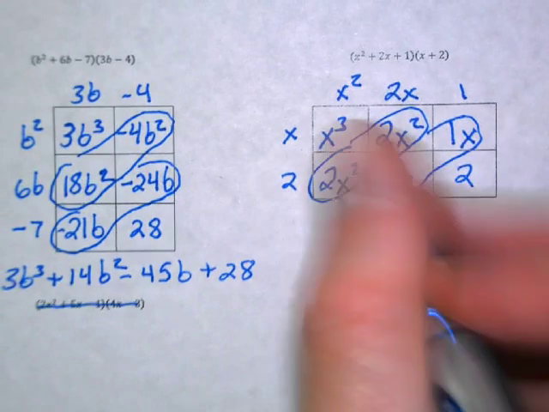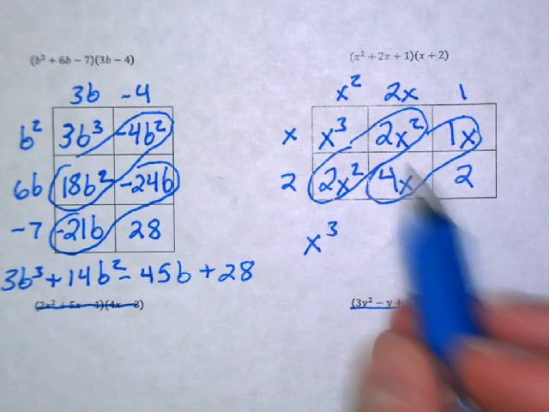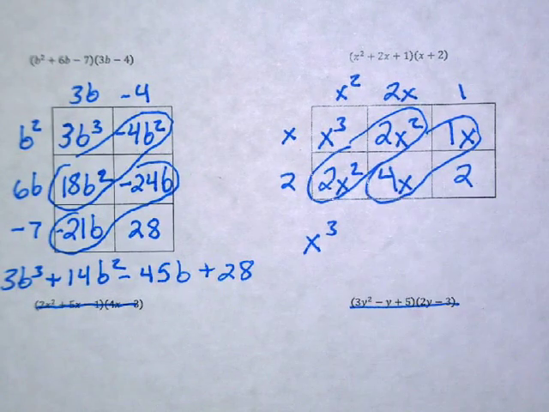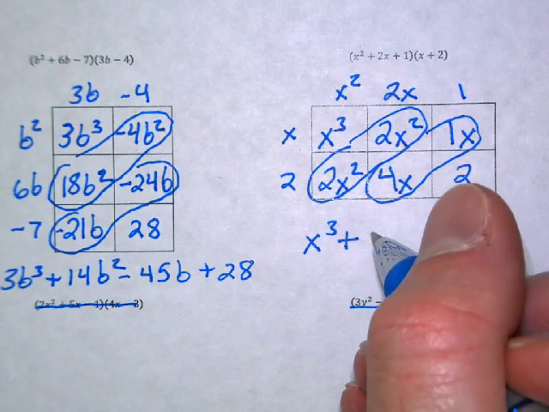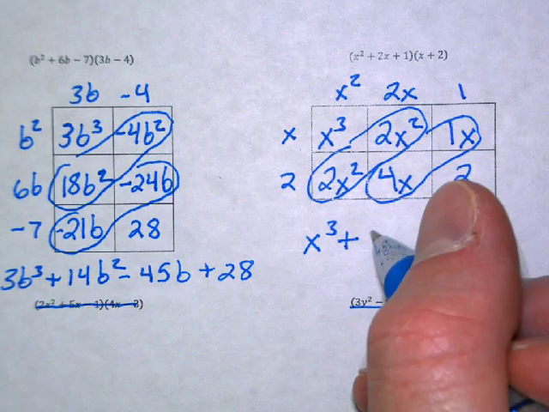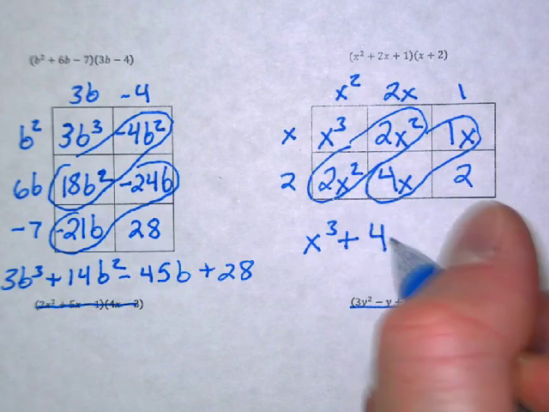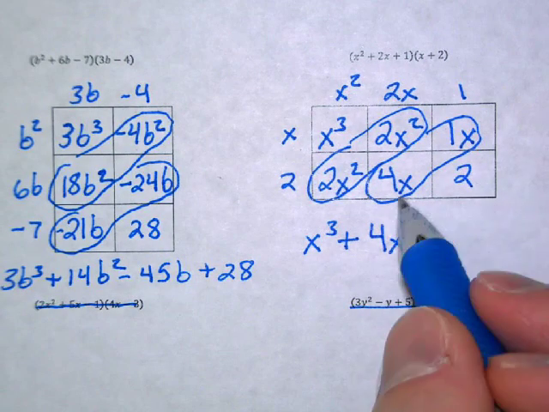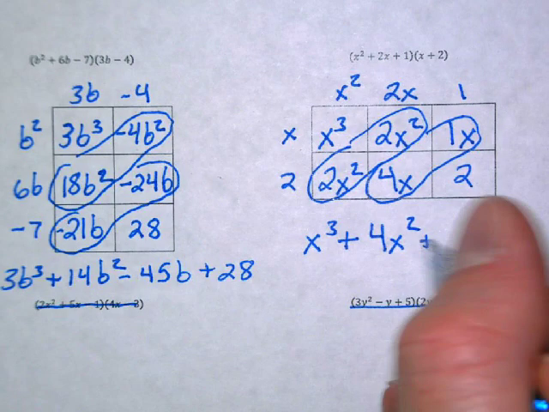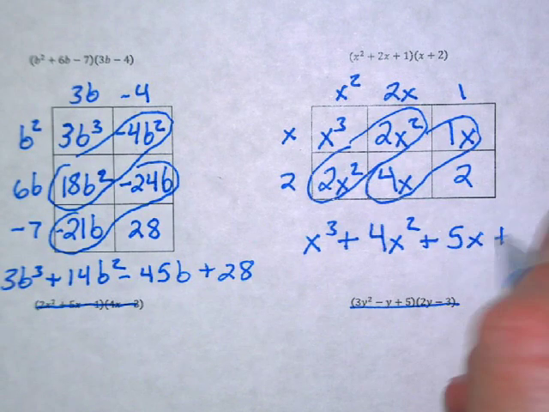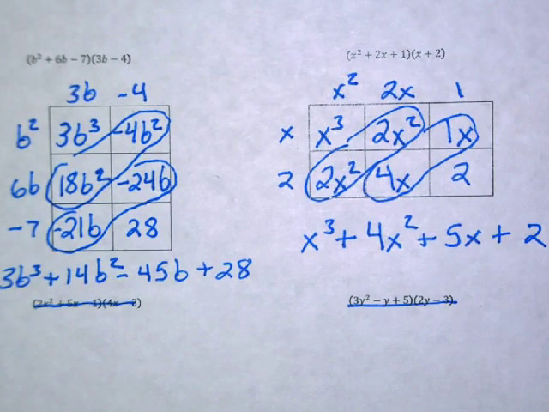So here's our like terms. They're always at a diagonal on these like that. So first term is x to the third. For the x squared, we got 2 plus 2. 2x squared plus 2x squared. 4x squared. Yeah. And then 4x plus 1x. 5x. And then plus 2. Perfect.